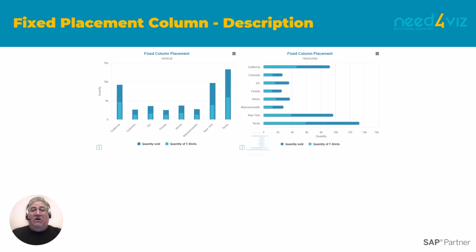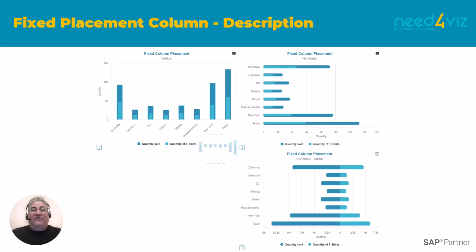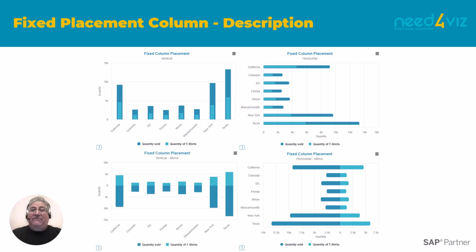The fixed placement column is one of over 60 widgets included in N4V for WebI. The fixed placement column widget is made up of a single dimension of bars with fixed placement. Up to 2 measurements can be visualized on one axis with up to 2 additional measures visualized on a second axis. The bars can be of either vertical or horizontal orientation, and the metrics can be mirrored for an appearance similar to an age pyramid.